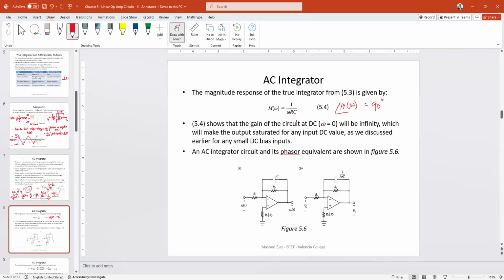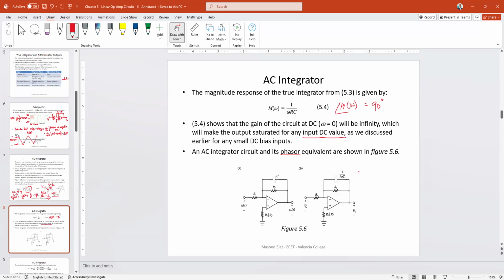Now, at DC, if you look at this, the gain is going to be infinity for this circuit because DC has a frequency of 0. So when you put 0 over here, or when it tends to 0, the gain will keep on increasing, and at 0, it is going to hit infinity when you take the limit. And that is the issue that we discussed, because the gain is just so large for the circuit that it will make the output saturated for any input DC value, as we discussed earlier, for any DC biasing input. Any small DC biasing input, the output is just going to hit infinity.